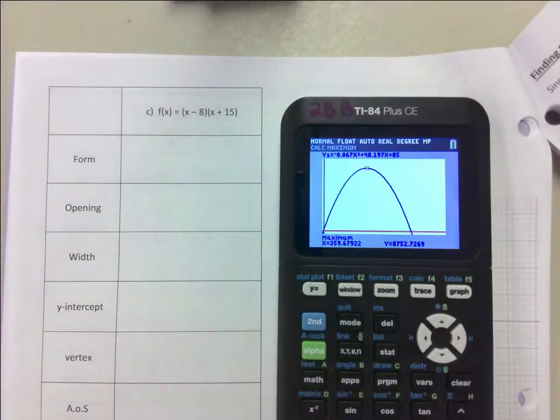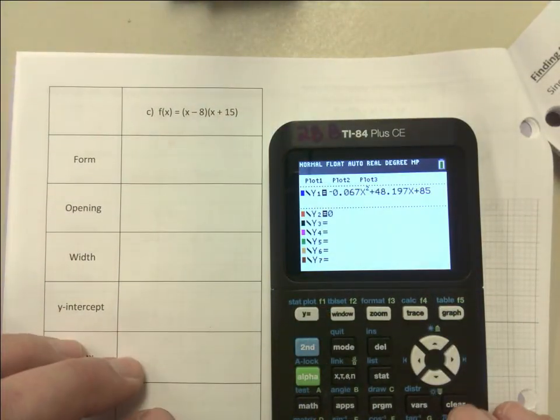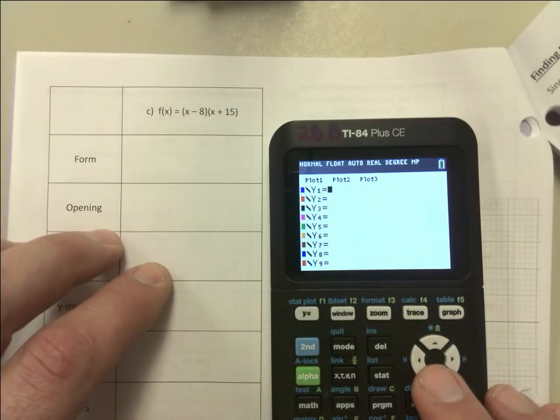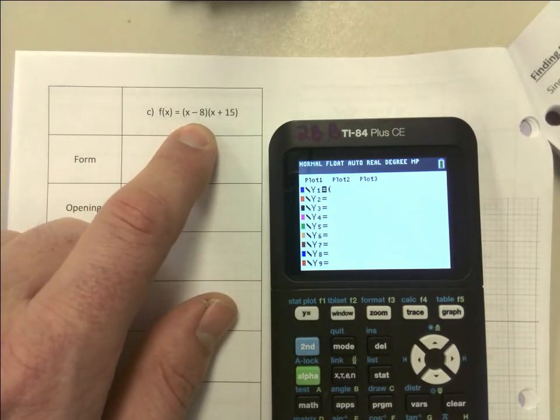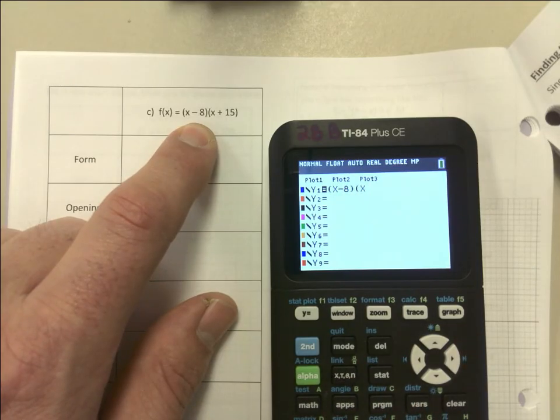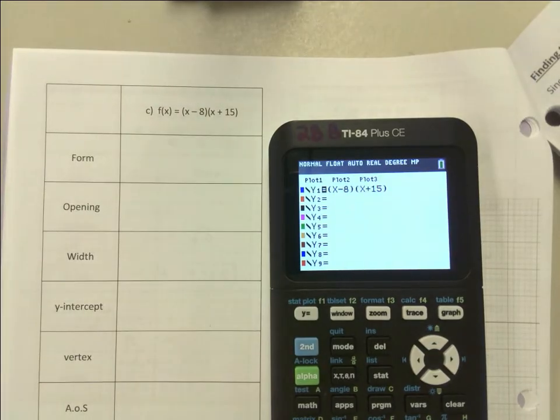In, right? That's the first thing we do. Go to your y equals. Type it in exactly the way it is with brackets and all. So it's x minus 8, x plus 15. Okay, type that in. Make sure all the plots are deselected.